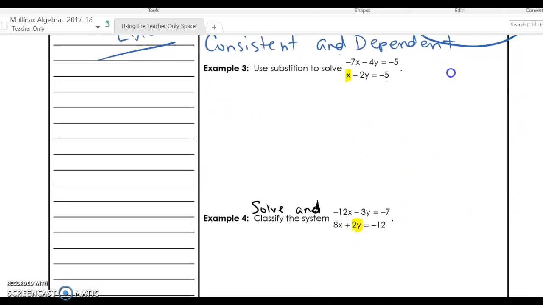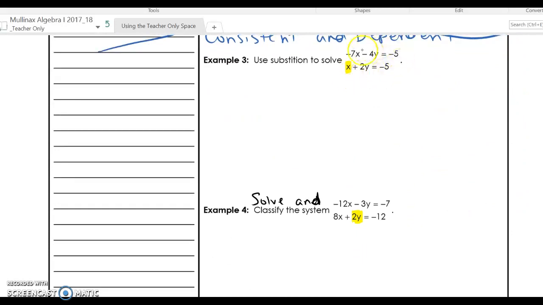Okay, example 3. I don't have what x or y equals, but I could easily figure out what this x equals since it has a coefficient of 1. How would I get x by itself? I would subtract 2y on both sides. So negative 5 minus 2y, or negative 2y minus 5. That tells me what to substitute. So I'm going to substitute that for x in the other equation.